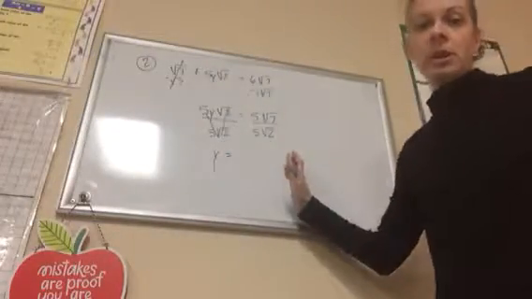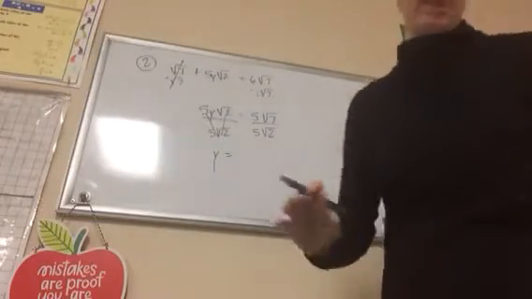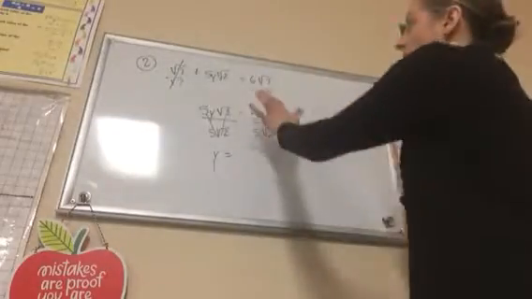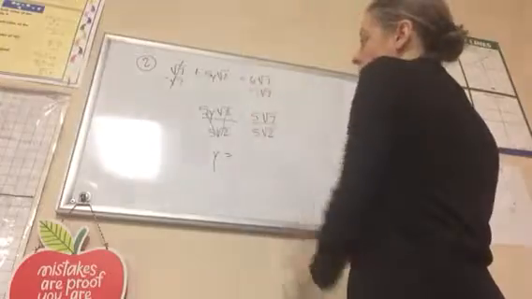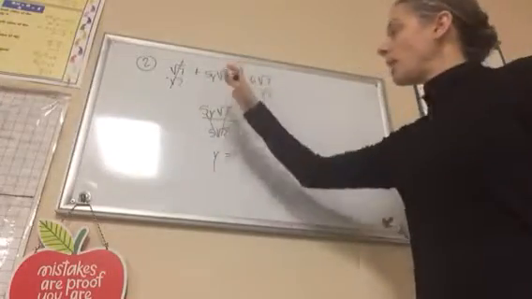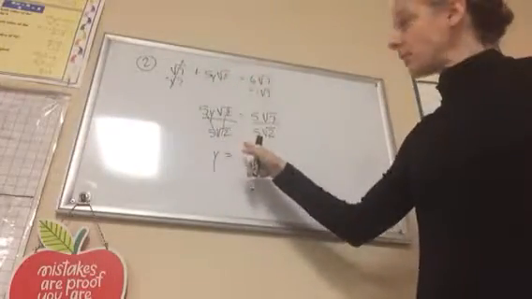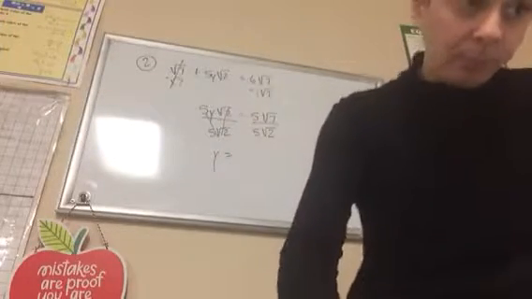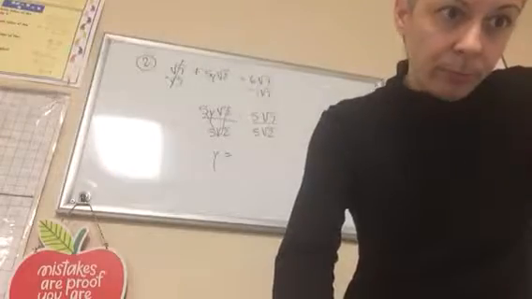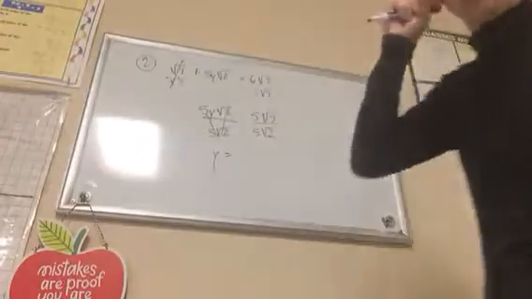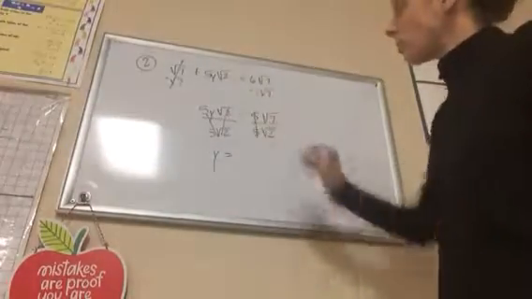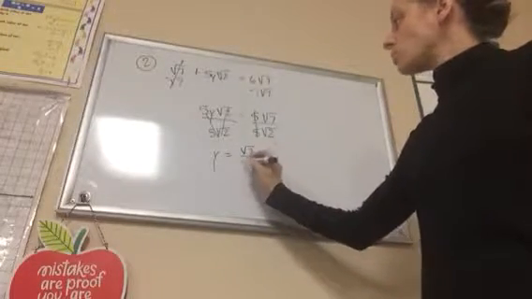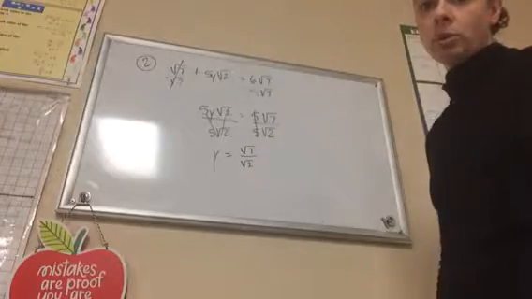On the board is problem 2 out of lesson 7.6. We have subtracted square root of 7 from both sides. Now we have divided the left side of the equation by everything except the variable. So those 5's cancel, and we have y equals square root of 7 over square root of 2.